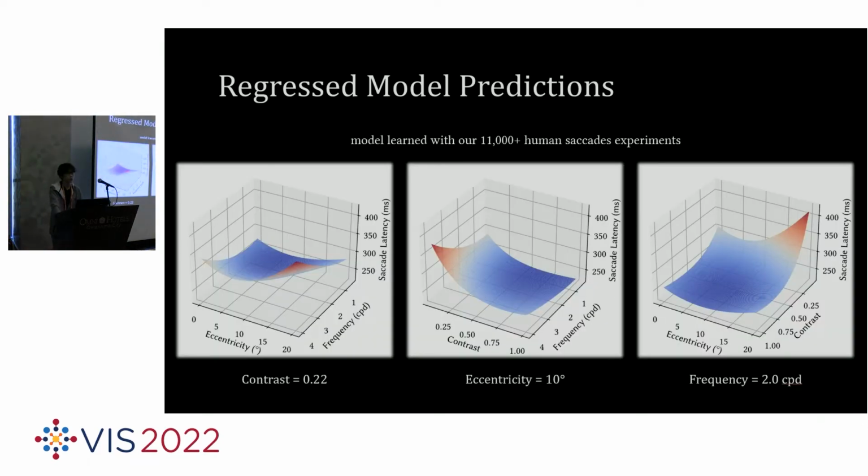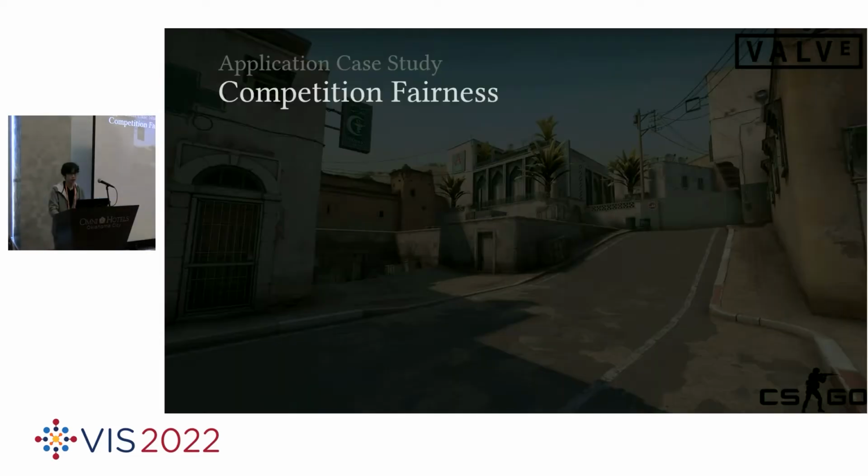Here we present the mean reaction times that our model predicts. We fitted the model using a large data set of over 11,000 individual user saccades, and our results follow closely with intuition. So features that make images harder to see, such as decreasing the contrast of the image or increasing the spatial frequency, increase the reaction times, as you might expect.